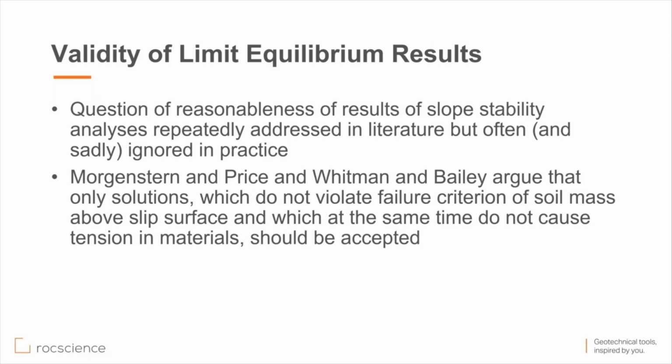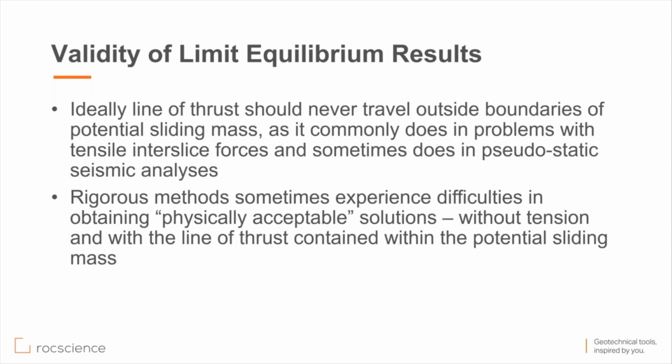And these authors named here, Morgenstern, Price, Whitman, and Bailey, in different papers, argue that for the rigorous methods, we should only accept solutions that, one, do not violate failure criteria of soil or the failure masses, and do not cause tension in the materials. They strictly insist on that. So ideally, our line of thrust should exist within the failure mass. It should not go outside the boundary of the sliding mass.